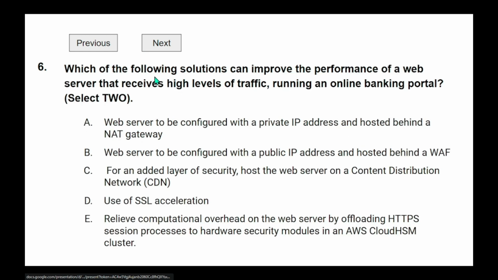Question 6. Which of the following solutions can improve the performance of a web server that receives high levels of traffic running an online banking portal? Select 2. Option A, a web server to be configured with a private IP address and hosted behind a NAT gateway. Option B, web server to be configured with IP address and hosted behind a WAF. Option C, for an added layer of security, host the web server on a CDN. Option D, use SSL acceleration or secure socket layer acceleration.